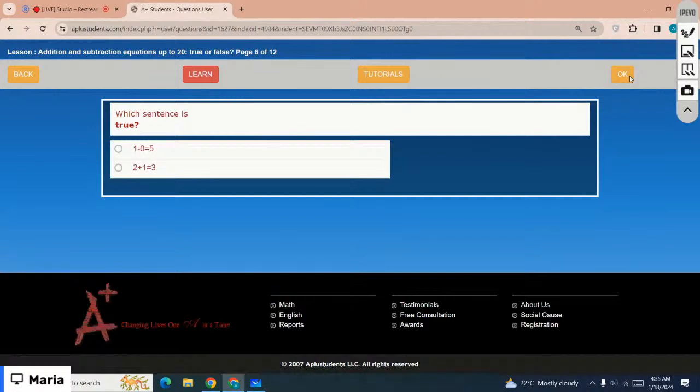Which sentence is true? Which is the correct option? 1 minus 0 equals 5 and 2 plus 1 equals 3. So which is the correct option? The correct option is 2 plus 1 equals 3, right? The second one is the correct one. Very good.